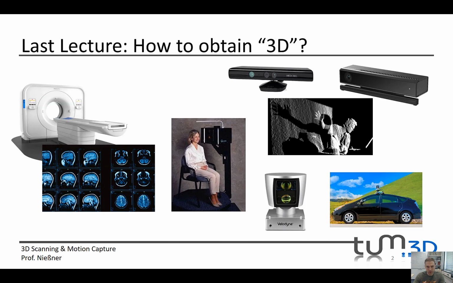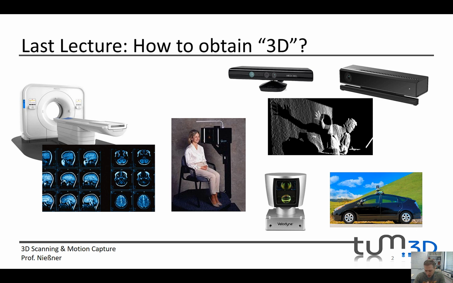So at the very beginning we talked about how do we obtain 3D data. We talked about different sensing devices, specifically depth sensors, time of flight, stereo, laser, LiDAR, and so on.